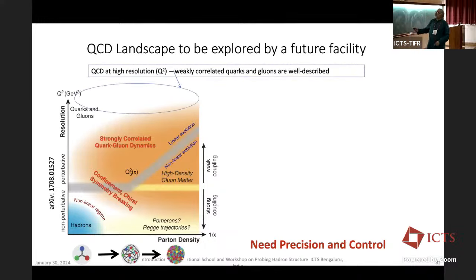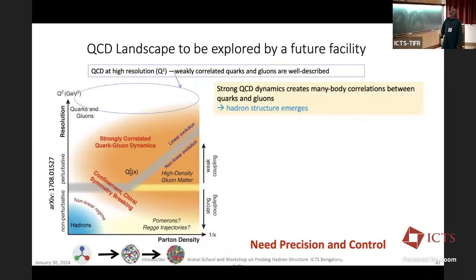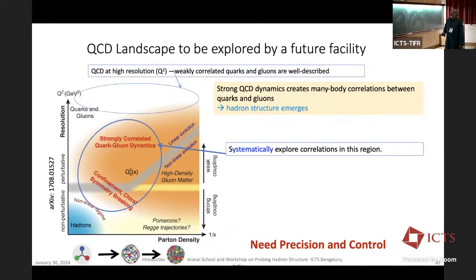So the highest part is high resolution. That's weakly correlated. This is where things are well described in perturbative QCD. The hadron structure sits here. So nonlinear dynamics emerges as you go in that direction. That's the most difficult part to calculate, the non-perturbative part. Here are places where you can do systematic studies going from one to the other.